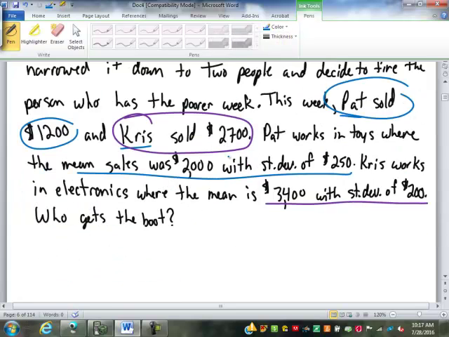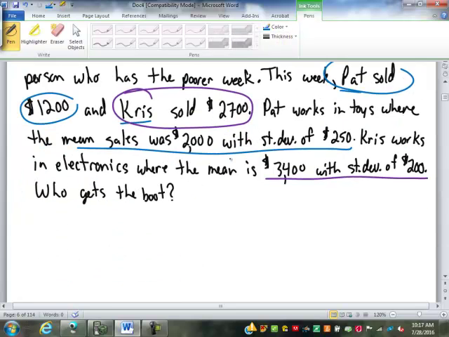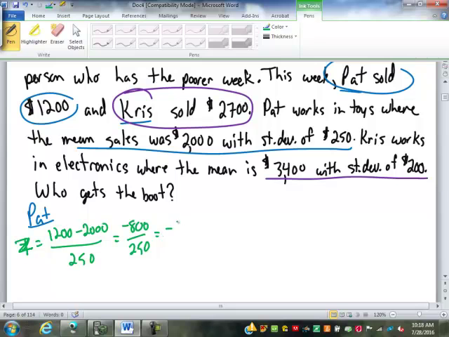So for Pat, how do we find Pat's z-score? Perfect. So it's 1,200 minus 2,000 divided by 250, which is going to give us negative 800 over 250, which is a negative what? 3.2.